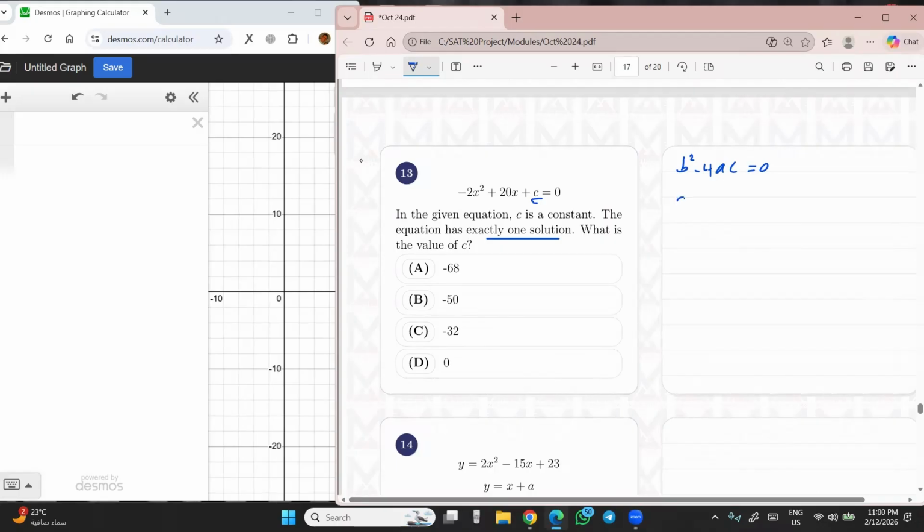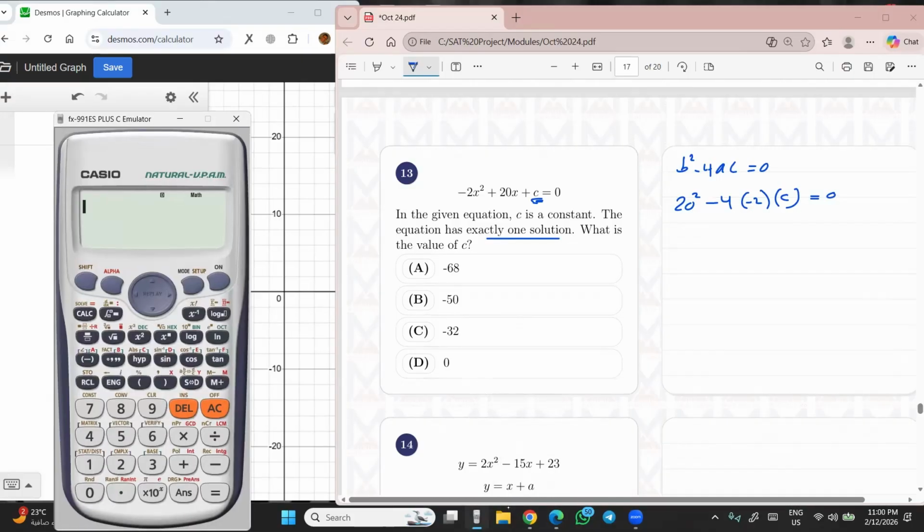And b is 20, so 20 squared minus 4a, and a is negative 2. Then c, and c is already written as c also, is equal to 0. You can use the calculator to find the value of c. 20 squared is 400. You can just write 400 minus 4 multiplied by negative 2.